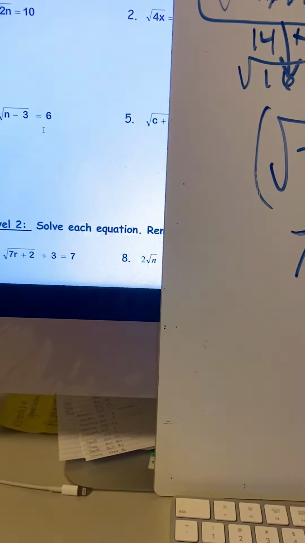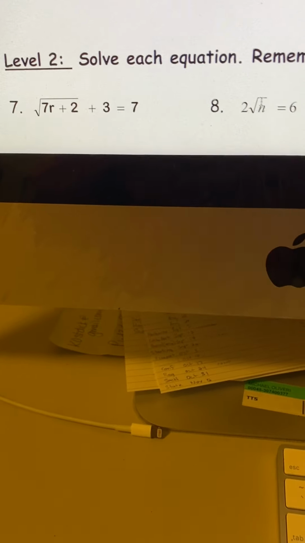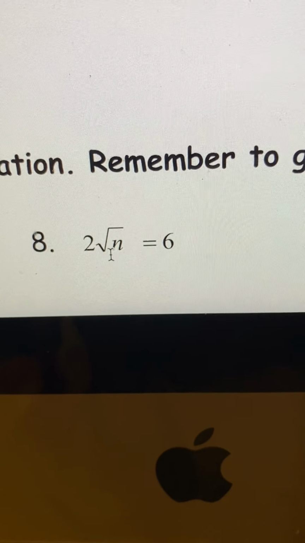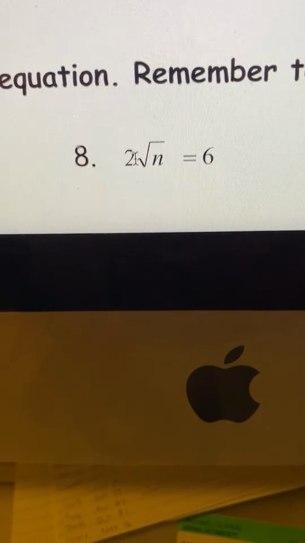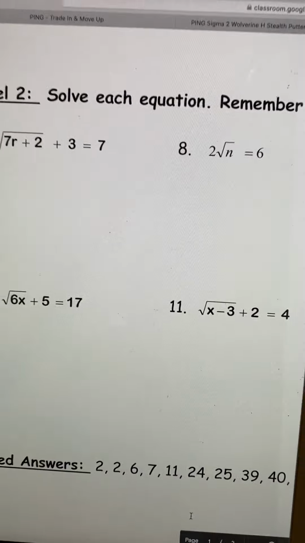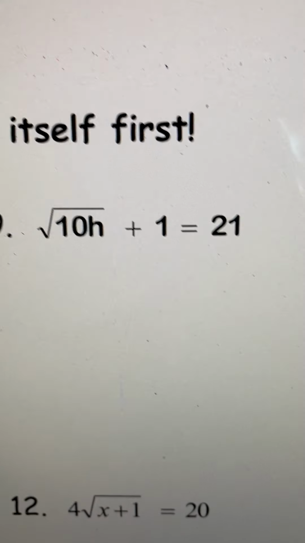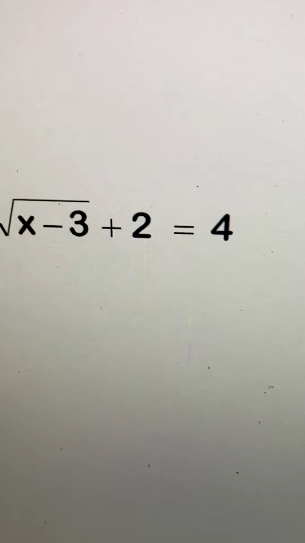Go ahead, work on radical equations. Don't get freaked out just because they have stuff on the outside like this one right here. 2 times the radical of n. Get rid of the 2. What's the opposite of multiplying by 2? Oops, jumped on you. What's the opposite of multiplying by 2? Divide by 2. Over here, you got to get rid of the 1. Over here, you got to get rid of the 4. You got to get rid of the 2. You got to get rid of the 5.